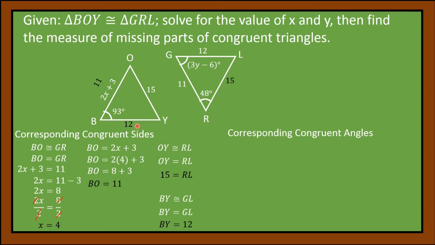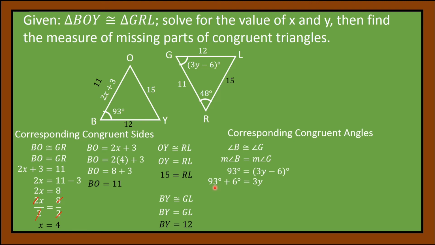Okay, let us proceed now with corresponding congruent angles. So first, angle B is congruent to angle G. So our angle B is equal to 93 degrees and angle G is equal to 3y minus 6 degrees. So, we have to solve first for the value of y.